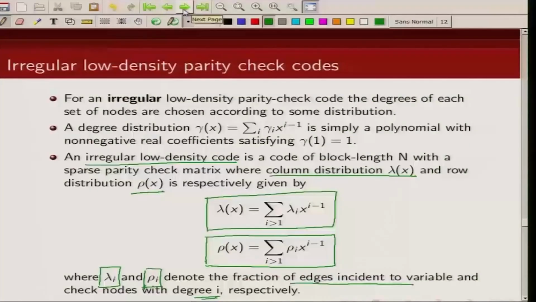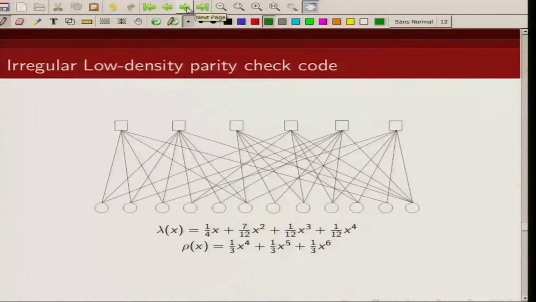Again, have a look at the degree distribution. This is the fraction of nodes with degree i, and this is the fraction of nodes with degree i. This is the row degree distribution, this is the column degree distribution. Let us take this example. So, we have 1, 2, 3, 4, 5, 6, 7, 8, 9, 10, 11, 12. So, n is 12.